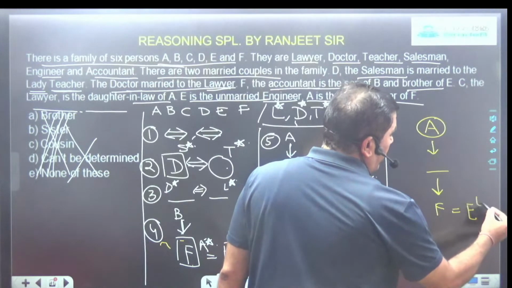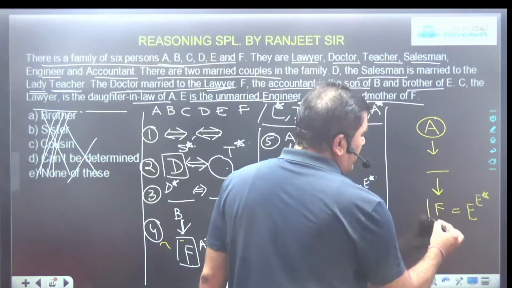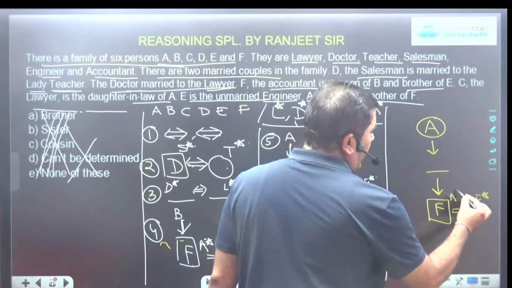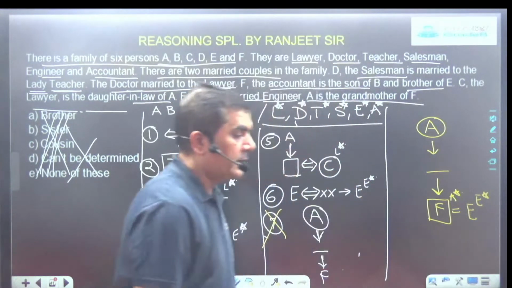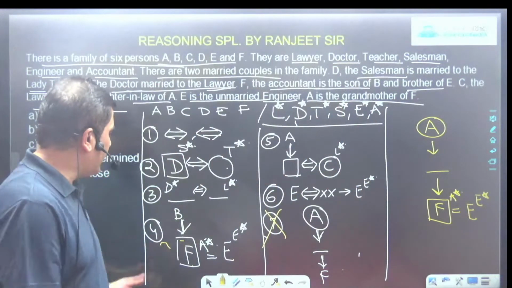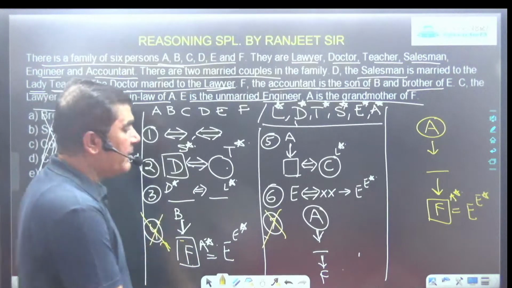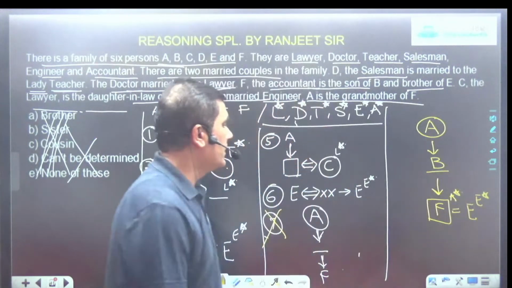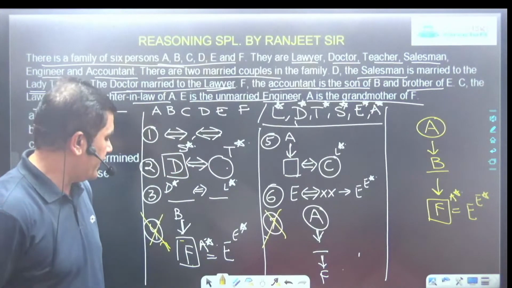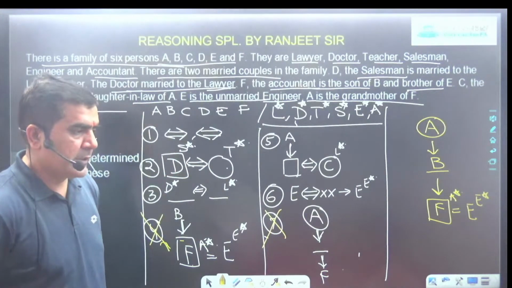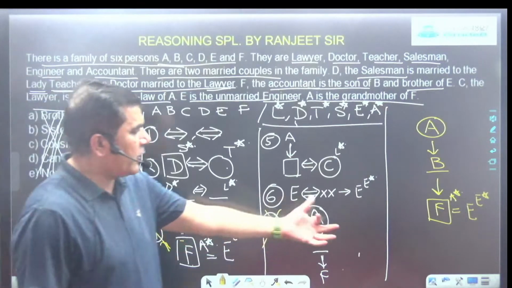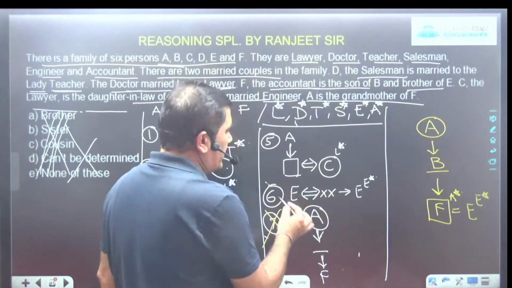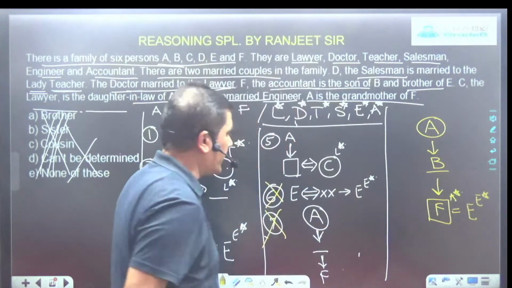E is given to be what? Engineer. F is given to be what? Male, and accountant. Clear? And just above F will be B. So this place must be B. Clear? Okay. This we have already utilized, that E is engineer, so leave it.